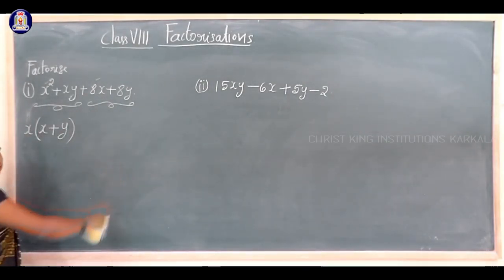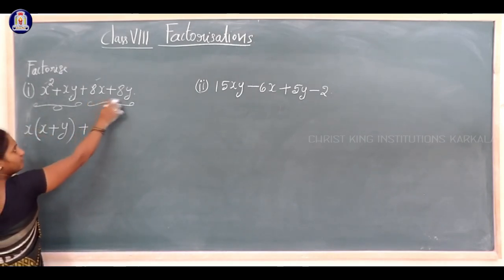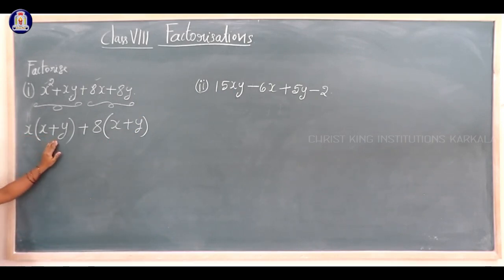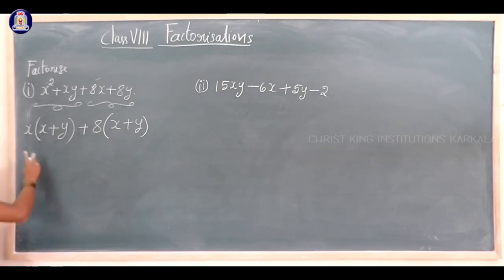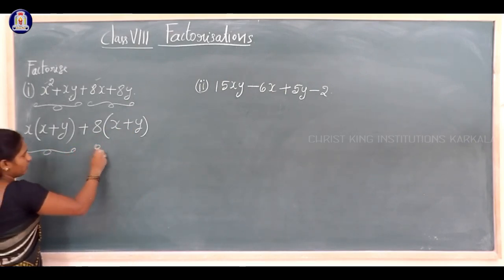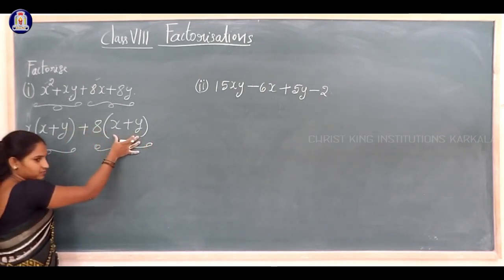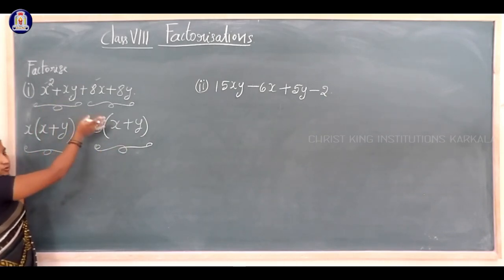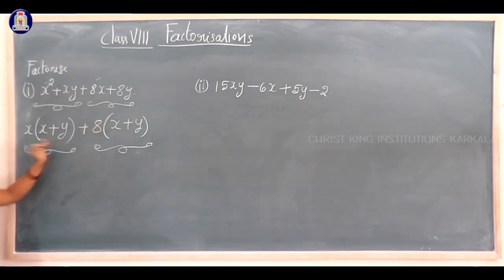Next, the factors of 8x plus 8y. In this, the same factor is 8. 8 is common and the remaining is x plus y. Okay. So x into x plus y, plus 8 into x plus y. Again you have to take the common factor in these two. So the common factor in these two is x plus y and x plus y. So this is one term and this is another term. Clear? First step, you have to make a grouping like the first two terms and the last two terms. So in that you have to take the common factor.